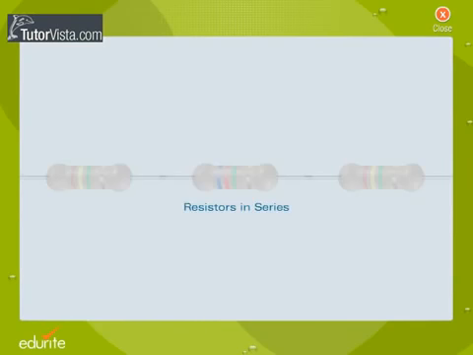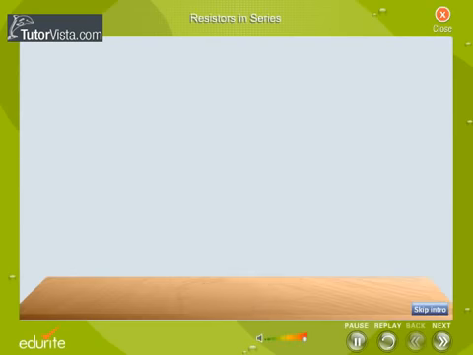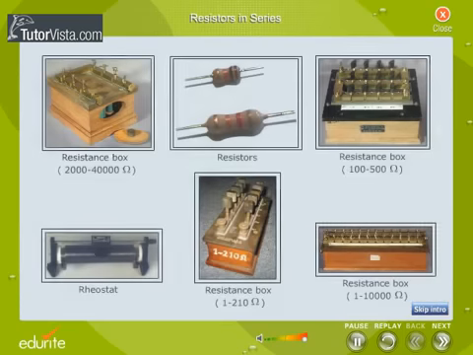Resistors in series. A resistor is a material which offers resistance to the flow of current. Shown here are several types of resistors.